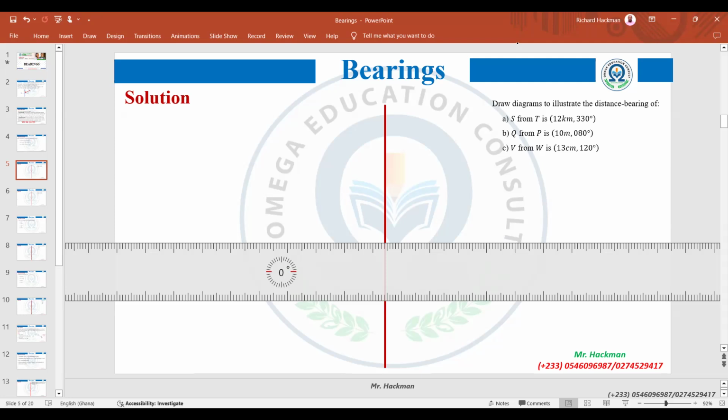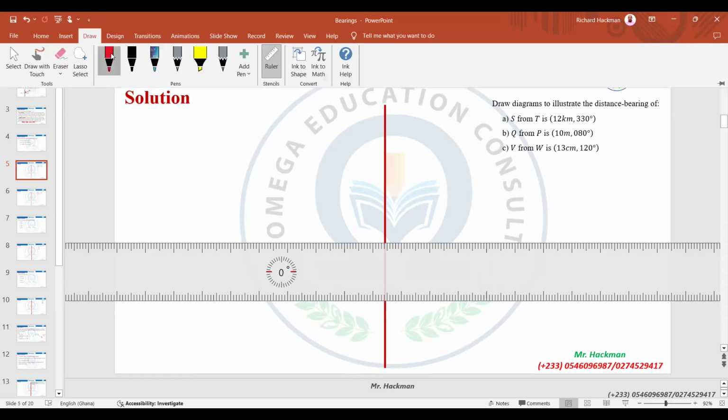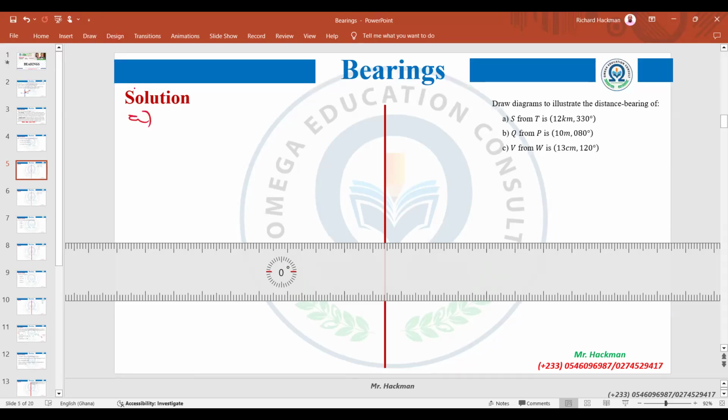So here's solution A. Let me change my marker. I think it's black. Okay, so A. We know S from T, so we are going to draw. If I look at my bearing angle, from here to here, we start from the north and we measure clockwise. So this will be 90, 180, 270. But I'm looking at 330, and that will be between 270 and 360 or 0 degrees. So it means my line is going to be here.